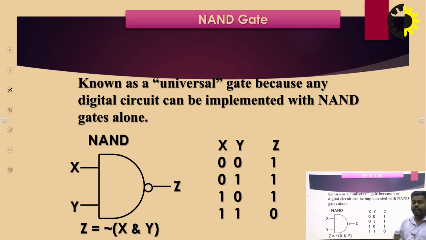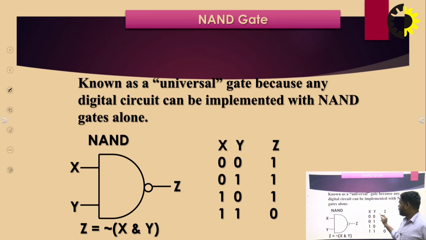Next is the NAND gate, known as the universal gate because any digital circuit can be implemented with NAND gates alone. It is the combination of AND and NOT. This is the sign of AND and this is the sign of NOT. So the output is NOT of X and Y.